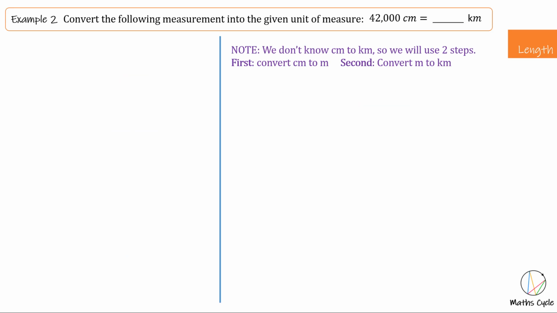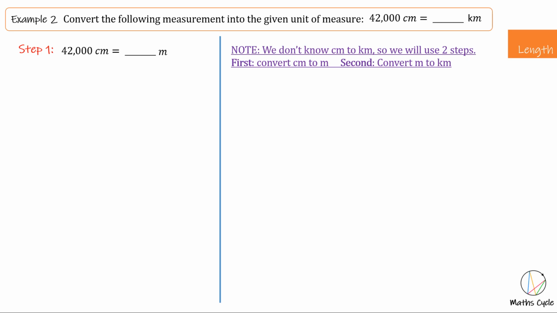Right, example 2, convert the following measurement into the given unit of measure, 42,000 centimeters equals how many kilometers? Okay, well we don't know centimeters to kilometers, so not from our table. So we're going to have to use 2 steps. First step, convert centimeters to meters. Second step, convert meters to kilometers. So step 1, 42,000 centimeters equals how many meters?